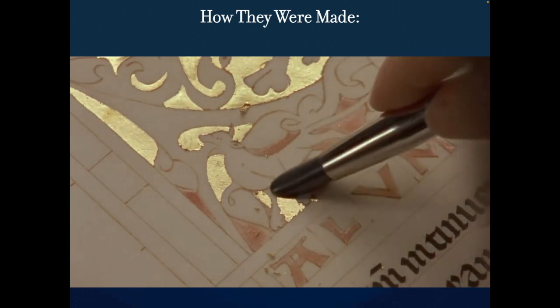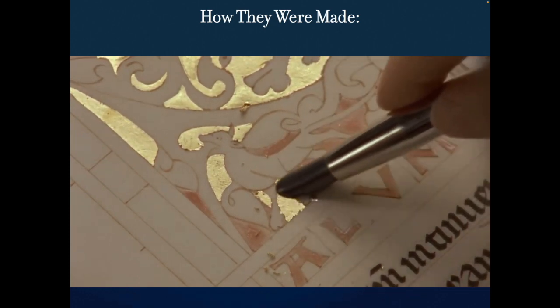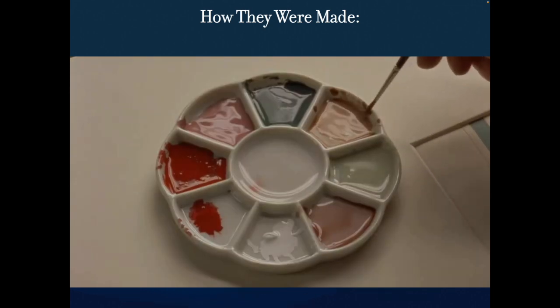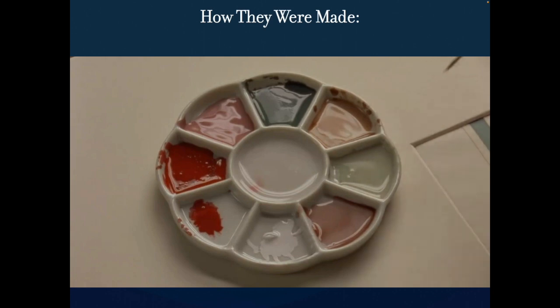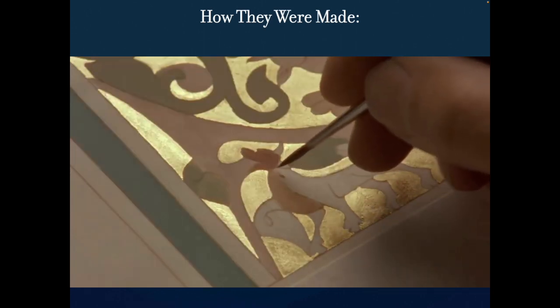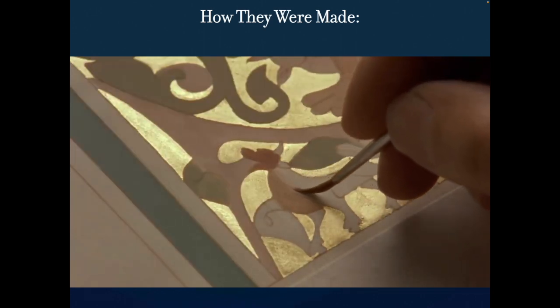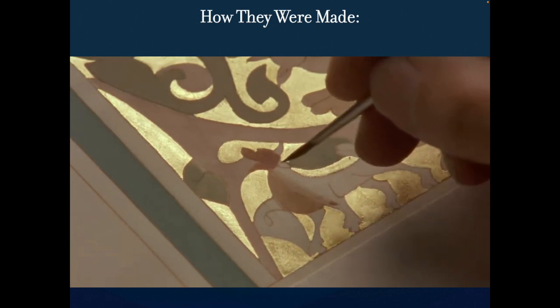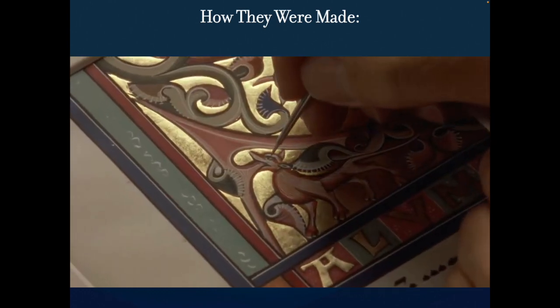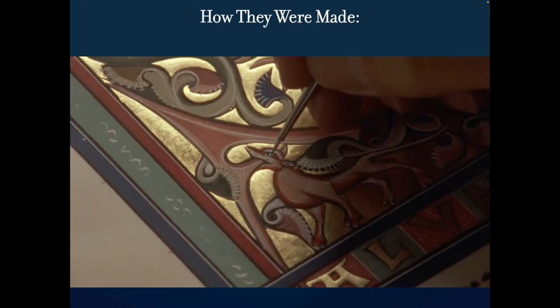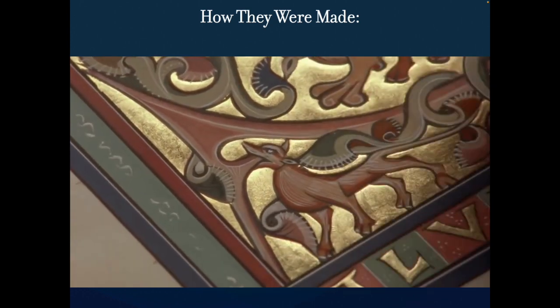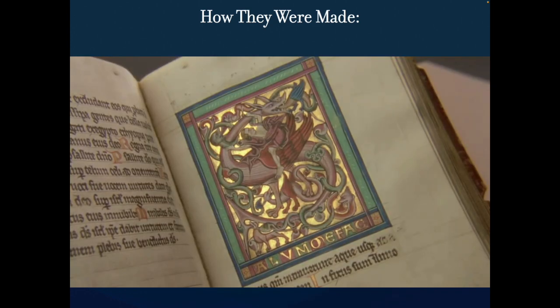After applying the gold leaf, the illuminator painted his design. Each color was made from a vegetable dye or a mineral substance ground up and dissolved in liquid. The illuminator applied the paler shades first, then the darker tones. Once the illuminator applied black outlines and delicate white highlights to the figures and vines, the illumination was finished.